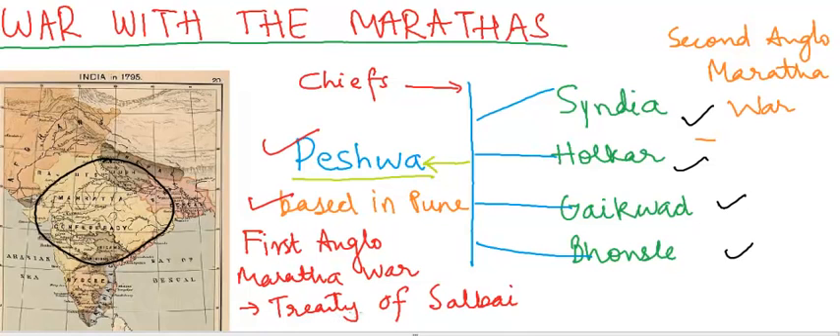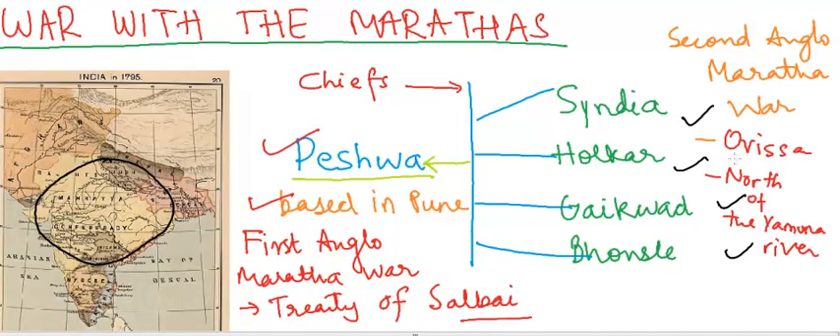The Marathas were subdued in a series of wars. The First Anglo-Maratha War ended with the Treaty of Salbai, where there was no clear victor. The Second Anglo-Maratha War was fought on different fronts, resulting from the British gaining Orissa and territories north of the Yamuna River, including Agra and Delhi. Finally, the Third Anglo-Maratha War crushed Maratha power. The Peshwa was removed and sent away. The company now had complete control over the territory south of the Vindhyas.